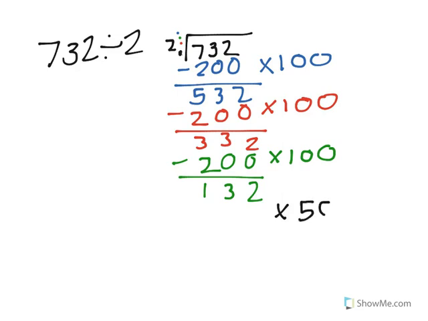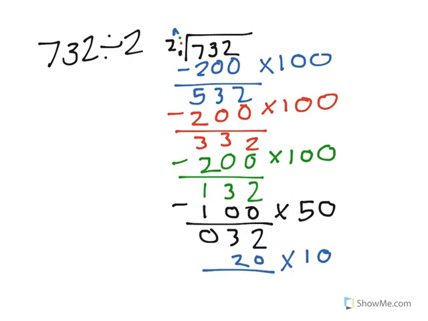I'm going to multiply by 50. 2 times 50 is the same thing as 50 plus 50. So this would give me 100. So if I take away 100, that leaves me with 32. Now, I need to multiply 2 by a number that gives me 32 or something close to 32. Well, I know that 2 times 10 makes 20. So I'm going to take away 20, which leaves me with 12.